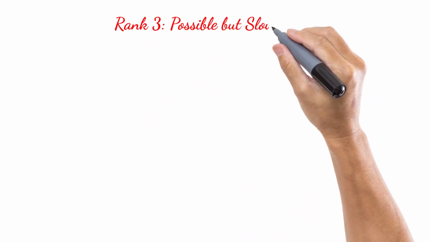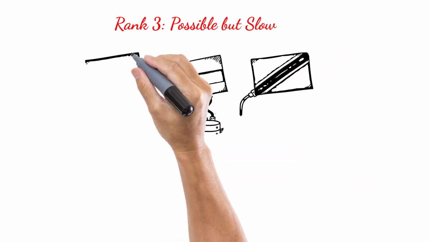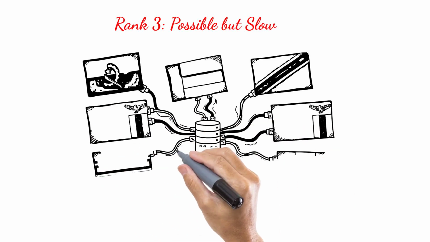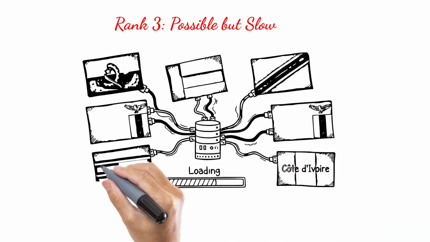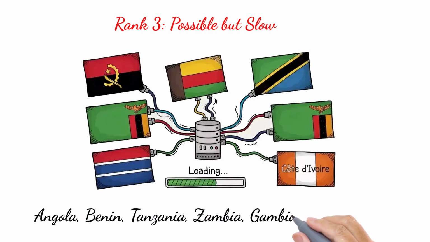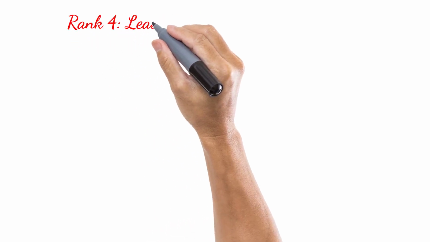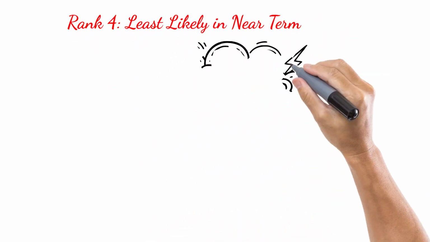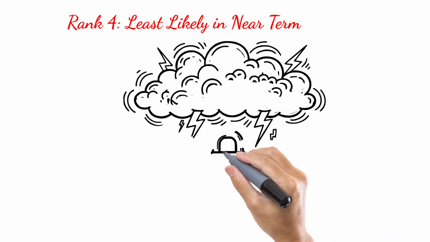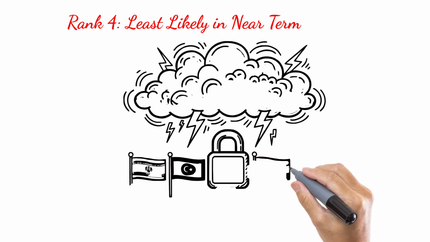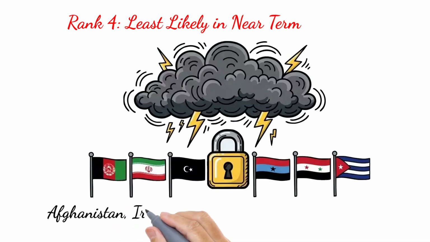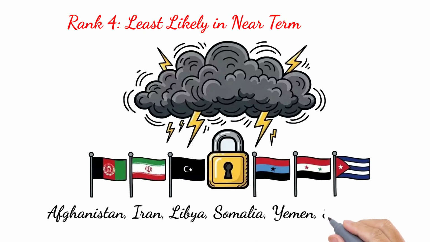Countries that show potential, but progress may be slower due to limited digital identity infrastructure or smaller diplomatic leverage. Visa rules could ease, but likely over a longer period. These are Angola, Benin, Tanzania, Zambia, Gambia, and Côte d'Ivoire. Least likely are countries facing deep conflict, unstable governments, or strained U.S. relations. Their restrictions won't lift soon unless major political or security changes occur. These are Afghanistan, Iran, Libya, Somalia, Yemen, Syria, and Cuba.